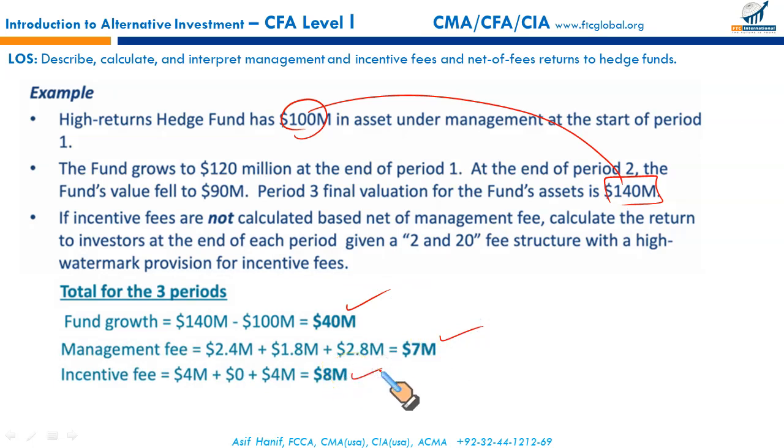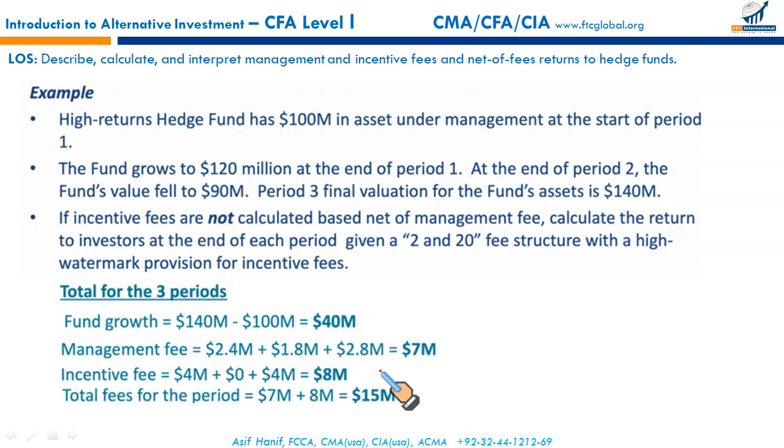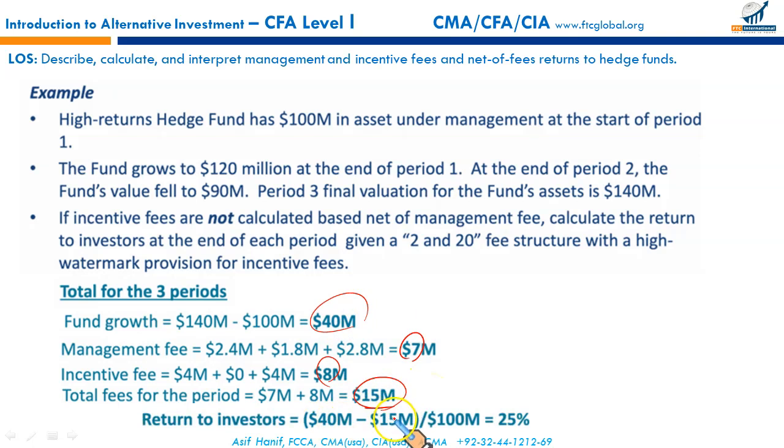So now you can calculate the total fee paid, management fee and the incentive fee, and the overall return to the investor. This is the total fee paid, 7 and 8, that is 15 million. So the growth has been 40 million over the 3 years period, out of which 15 million has been paid as the management and incentive fee. So the net return for the investor is 40 minus 15 upon 100, that is 25%. So that's how we calculate the various returns to investors and management and incentive fee accordingly.